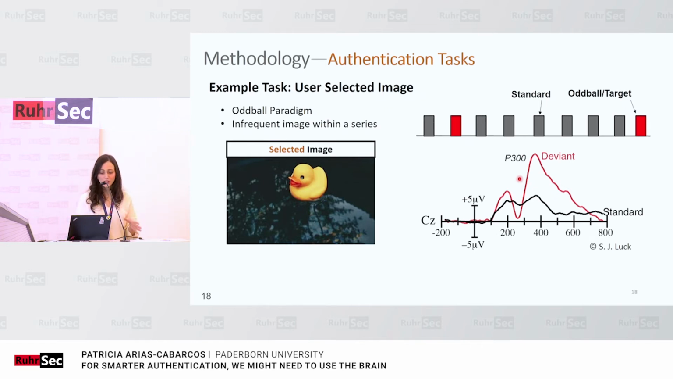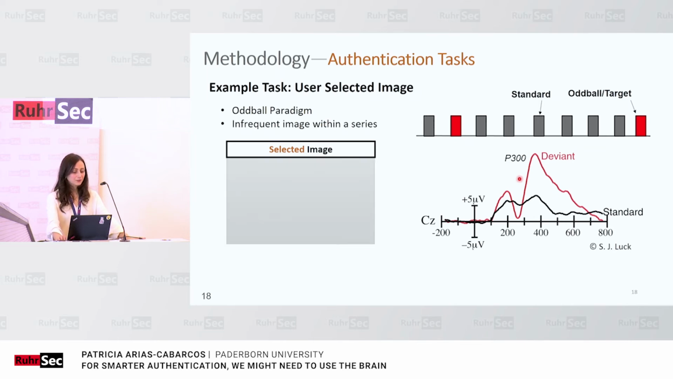How did we do it? We asked the participants to select an image that was their kind of password. And then we showed them this selected password image in between a series of random images. In between them, their chosen password was infrequent, so we followed this oddball paradigm. What the users see is something like this, right? And after this sequence, they automatically get access to the system.